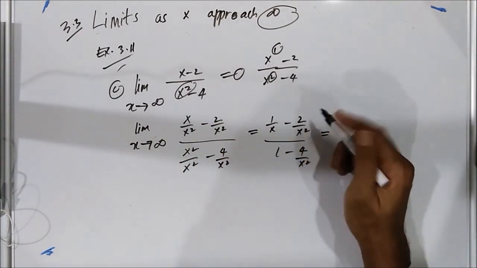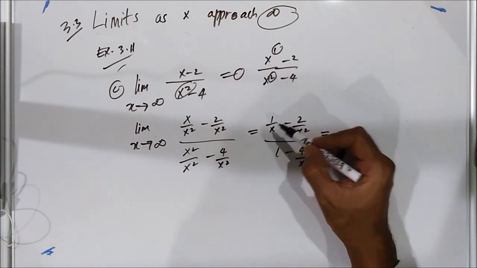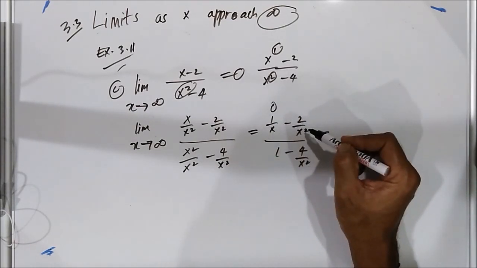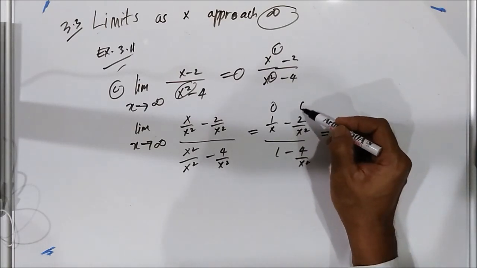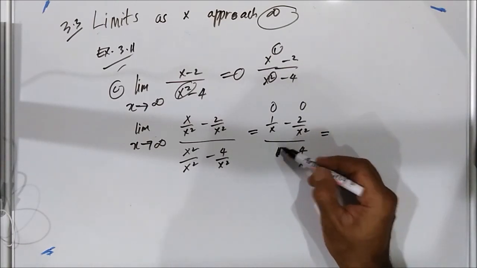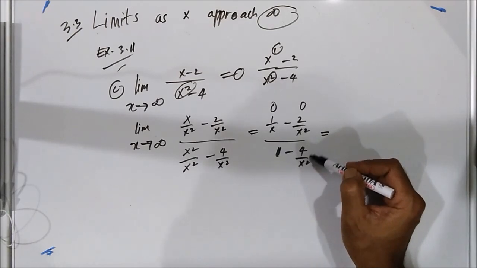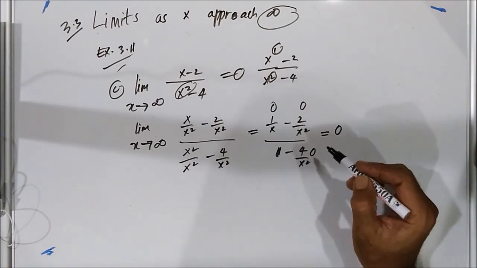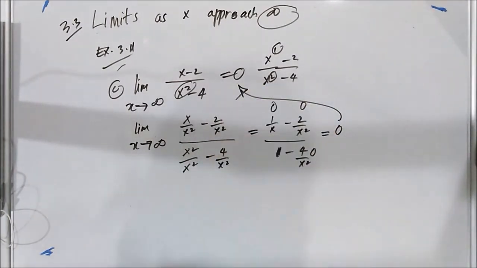Now, if you divide 1 by a very large number, you will get 0. 2 divided by a very large number, you will get 0. 1 is 1. 4 divided by a very large number, you will get 0. So 0 divided by 1 is equal to 0. The same answer as the top one. This is how we solve C.